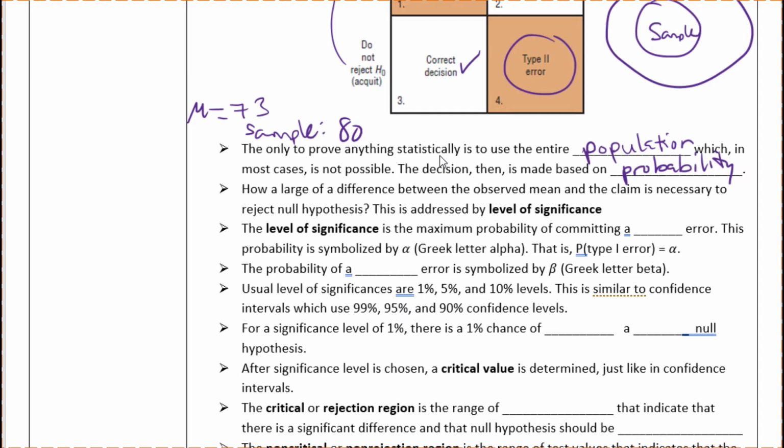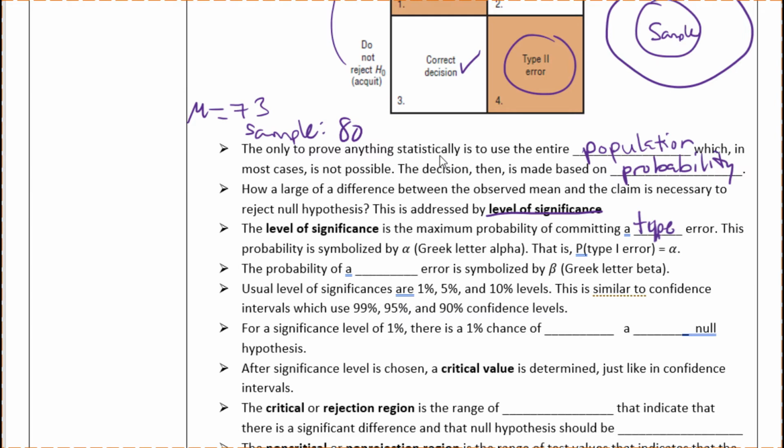This is why we use cutoffs, okay? This is why we introduce cutoffs to determine, okay, that's significantly different or that's not significantly different. That is where we use the level of significance, okay? That level of significance tells us whether these are significantly different. That's why it's called significance. So the level of significance is the maximum probability of committing a type 1 error.